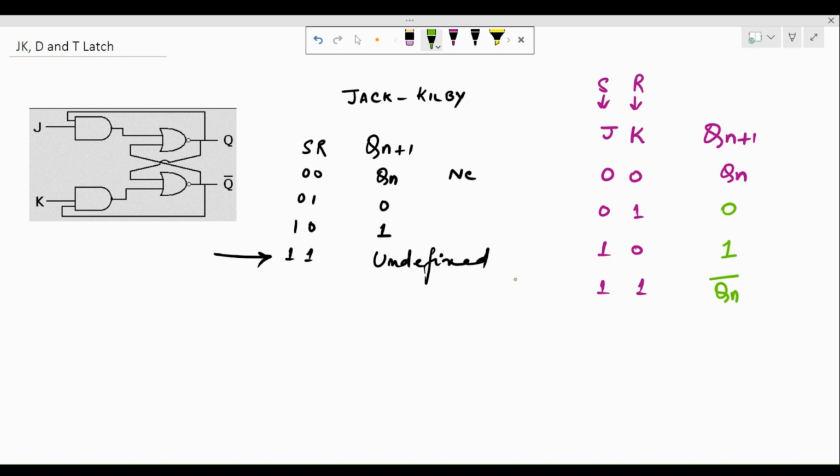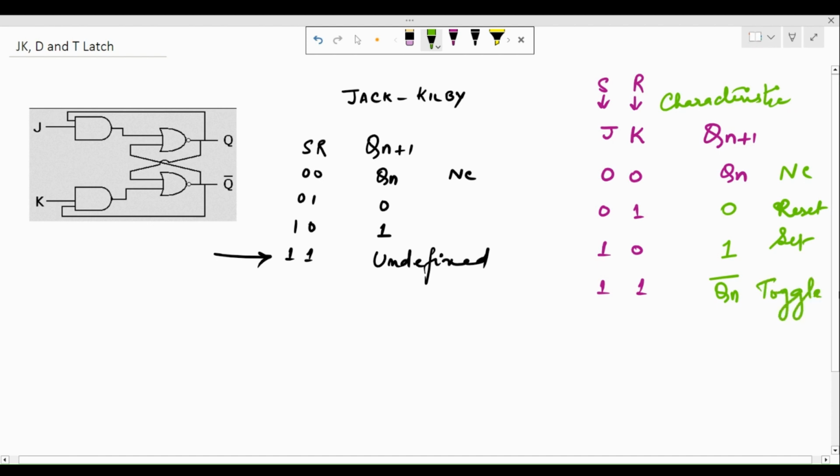So this becomes the characteristic table of the JK latch. Here we have no change, reset, set, and this is called toggle. Whenever a 1 1 input arises at the JK latch, it's going to toggle. Now let's cross verify that.